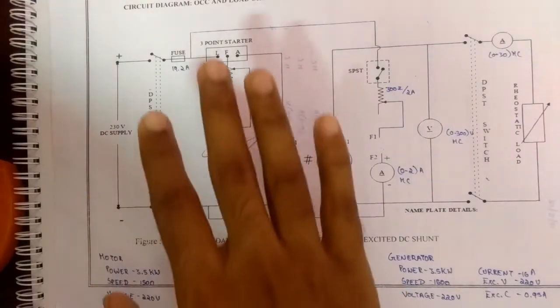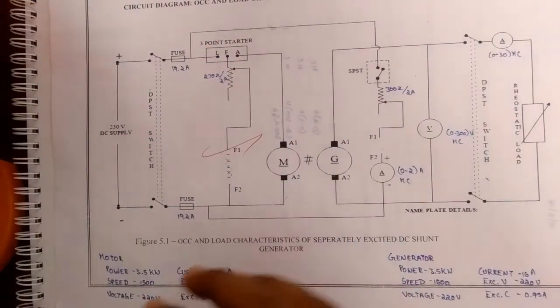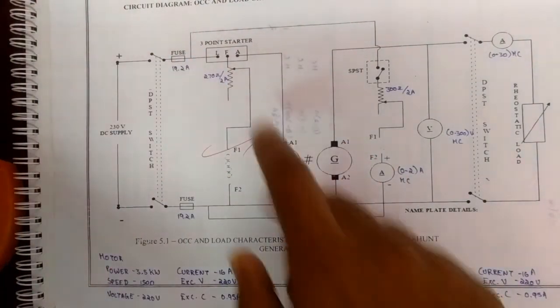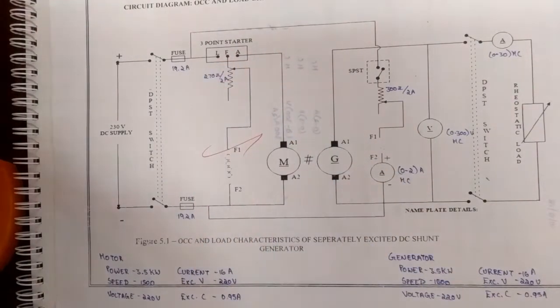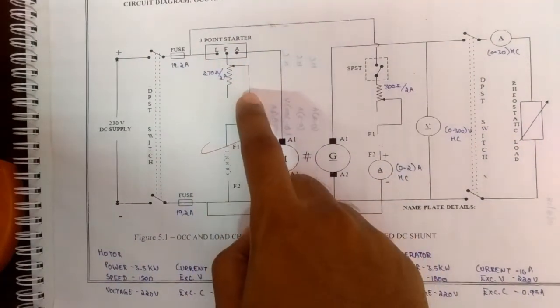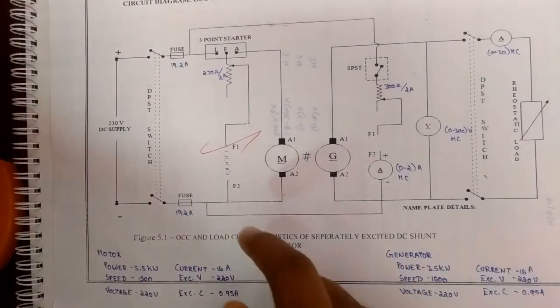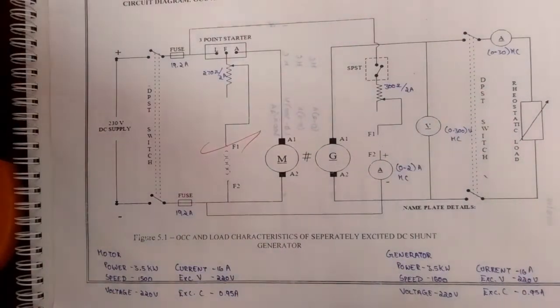So the procedure for the OCC test is by closing the DPST switch and using the 3-point starter, the motor is started. The motor field rheostat is adjusted and the rated speed is set. The residual voltage is noted down from the voltmeter and the SPST switch is closed. The generator field rheostat is varied and the generated voltage Eg and corresponding field current If are noted. The same procedure is repeated up to the rated voltage.